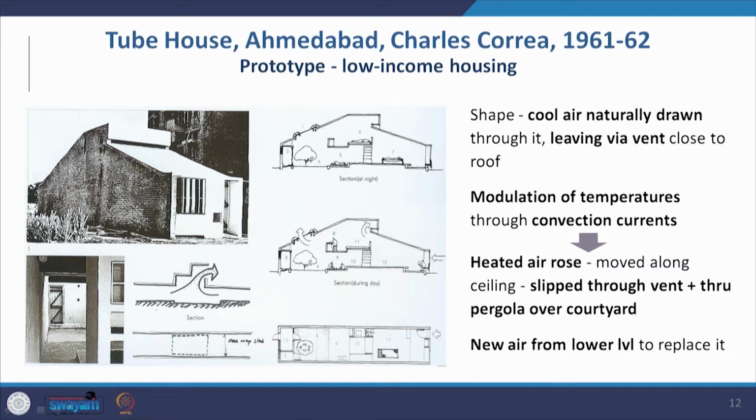So once the air flows in and the hot air rises, it moves out through the pergola which is at the back in the courtyard of the tube house, and therefore this kind of a current is created. The hot air rises up and moves out and cool air moves in again into the building and into the living spaces. And as you see here, there are levels within the overall volume.